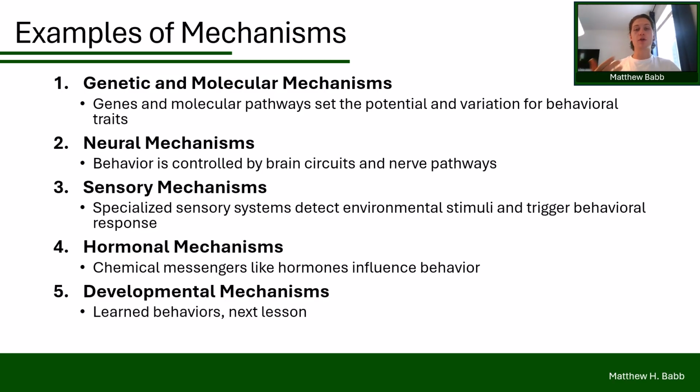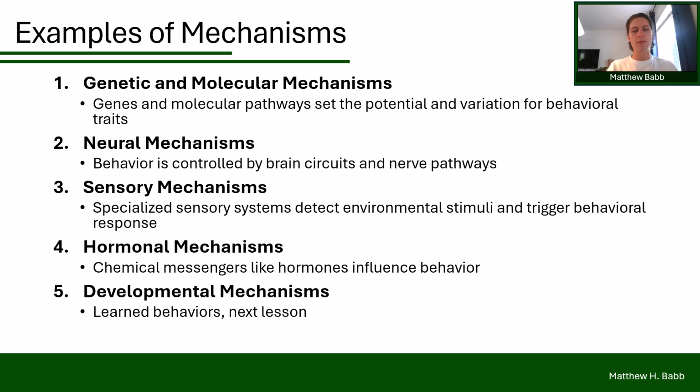Now, we're going to be focusing on 5 main mechanisms in this class. We're not going to touch on all of them in this lesson, but we will get to all of them in time. The 5 that we're going to be focusing on are 1, genetic and molecular mechanisms. These mechanisms are when behavior is determined by genes or molecular pathways that then set the potential for variation amongst behavioral traits. The second type are neural mechanisms.